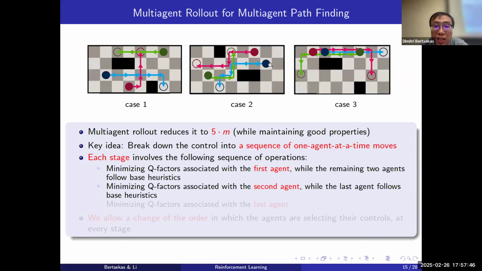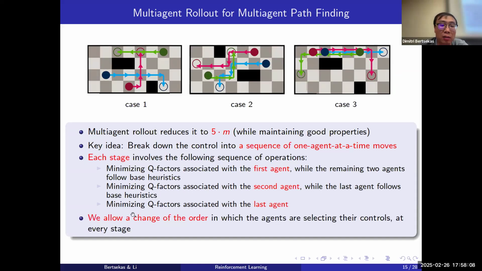And then you move on to the second agent, assuming that agent 1 uses the control selected in the previous phase, agent 2 tries 5 different moves, and agent 3 follows the base heuristic. Eventually, we move to the last agent. The new ingredient that I will show shortly is that we allow a change of order in which the agents are selecting their control at each stage. Essentially, as the professor mentioned, this amounts to a different Newton step.